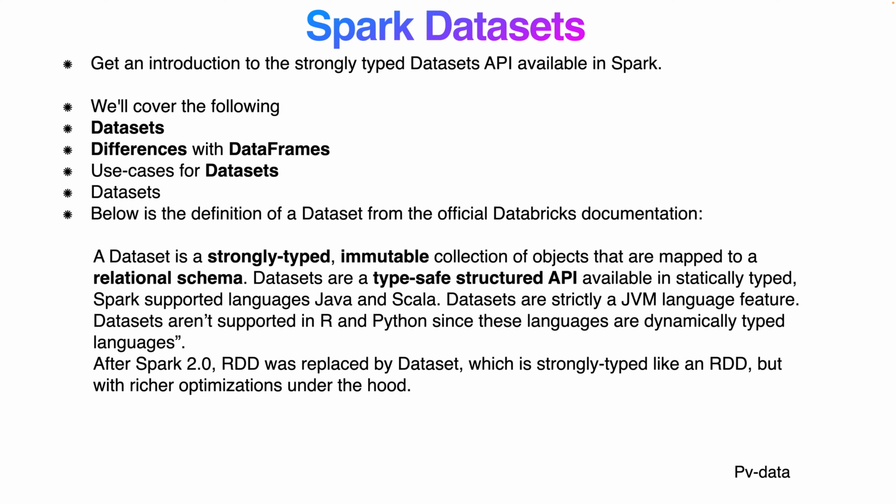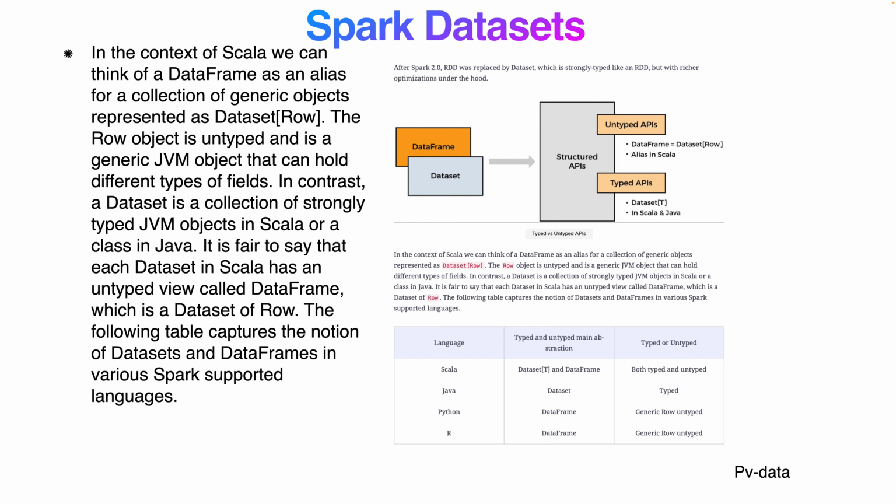After Spark 2.0, RDD was replaced by dataset, which is strongly typed like RDD but with richer optimization under the hood. So if you see here, the language Scala supports DataFrames and datasets, Java supports datasets, Python supports DataFrames, and R supports DataFrames. Type and untyped: Scala supports both typed and untyped. Java only supports typed, Python has generic Row and untyped, and R also has generic Row.